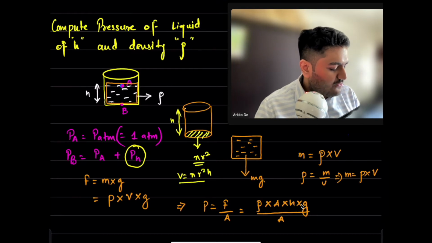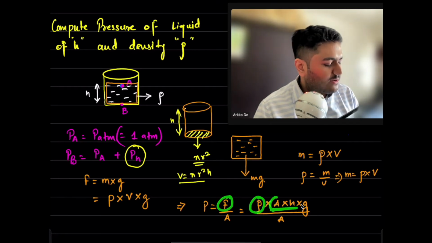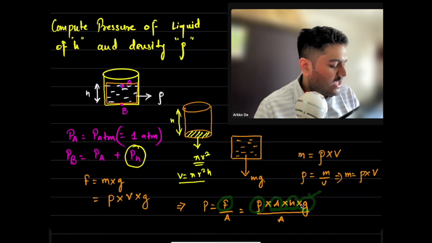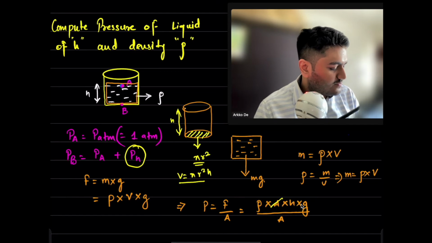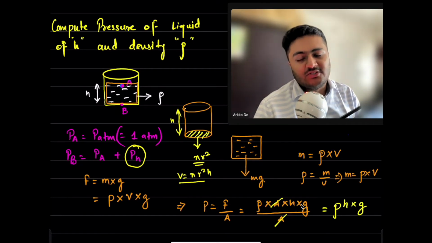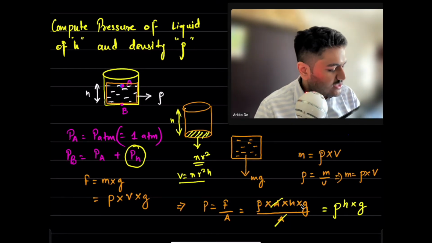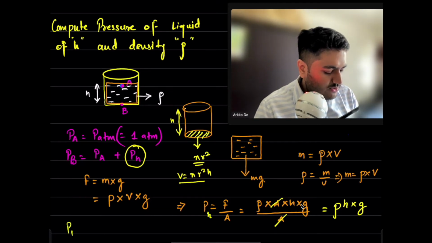So I'll get force as density multiplied by volume. Volume is basically area multiplied by height, into acceleration due to gravity, and I divide this entire equation by area. Now the area will get cancelled out, and I'll be left with rho, the density of the liquid, multiplied by height multiplied by acceleration due to gravity. So this is the pressure at point B due to the height of the liquid column. This is nothing but P_h. So if I have to compute P_B, it will be equal to P_atm, that is atmospheric pressure, plus rho g h.